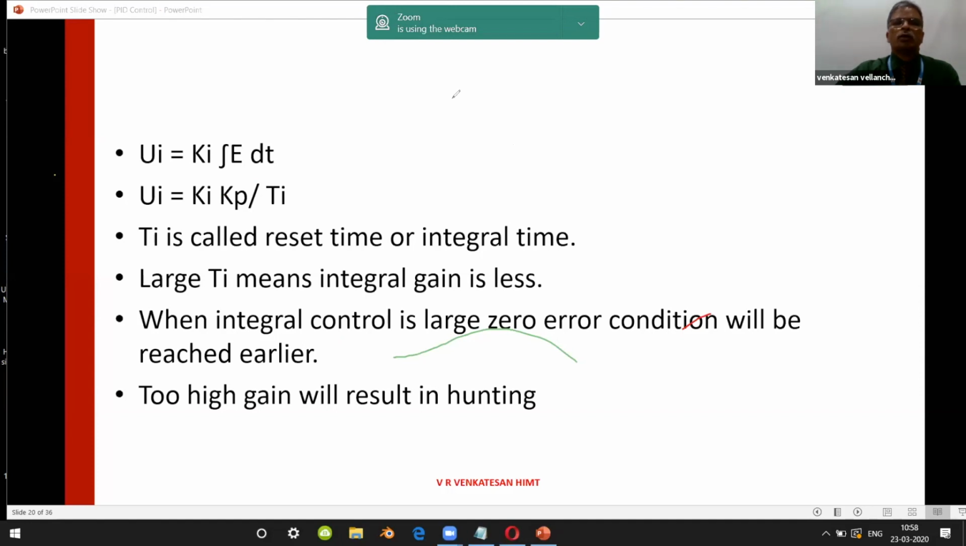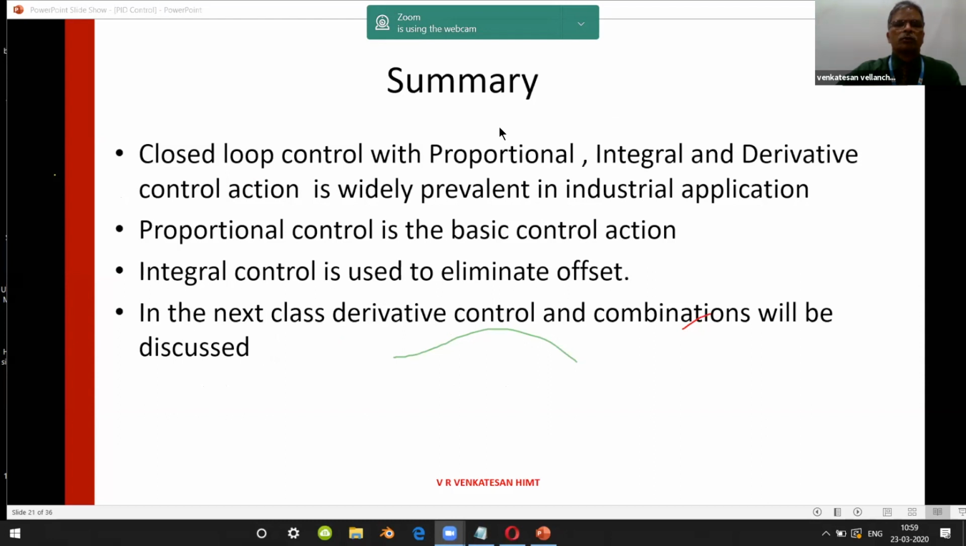So what we have seen till now is an example of what is proportional control and what is the issue with proportional control, which is called offset mainly, and how integral control can be used to eliminate offset. We have not covered what is derivative control, and we have not seen how proportional plus integral or proportional plus derivative or the sum of all three, which is called PID, are used. That is not seen. We will see it in the next class.